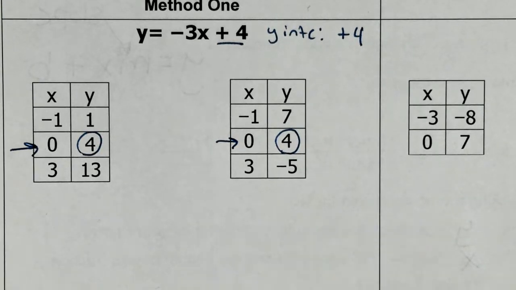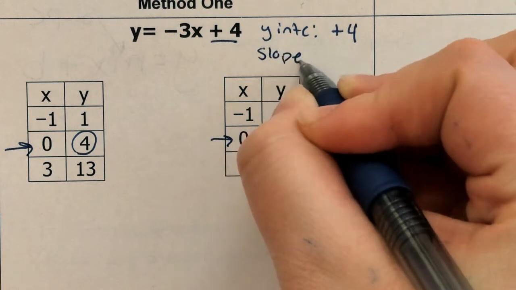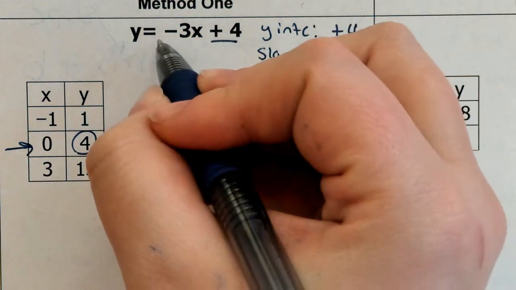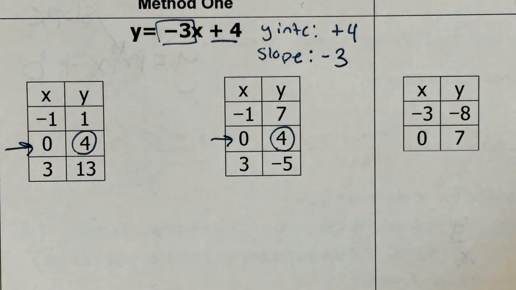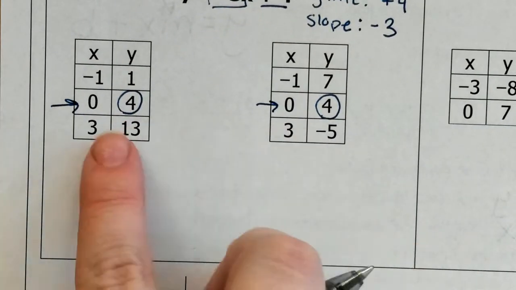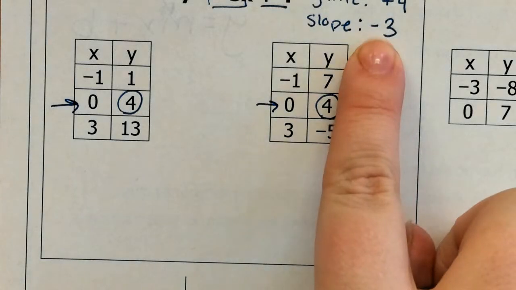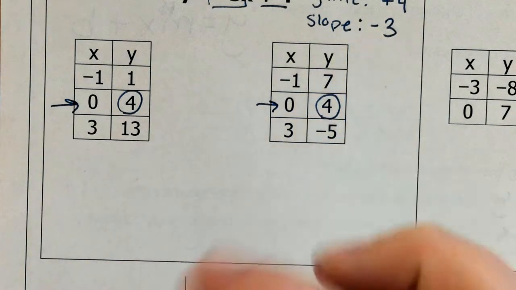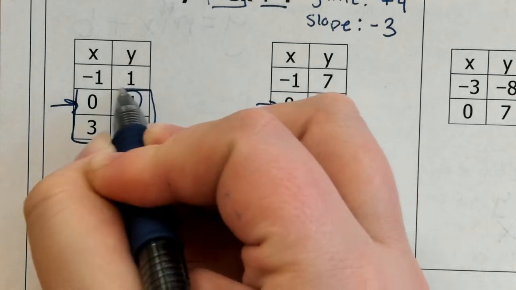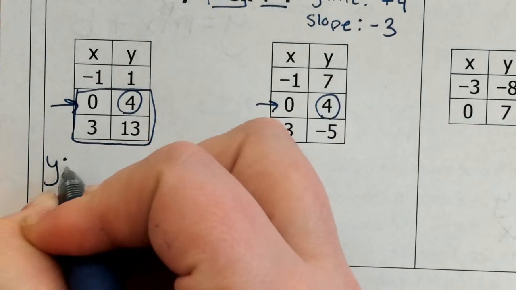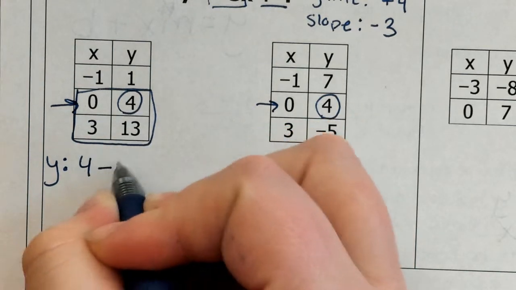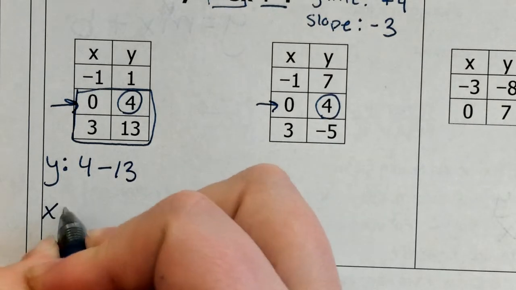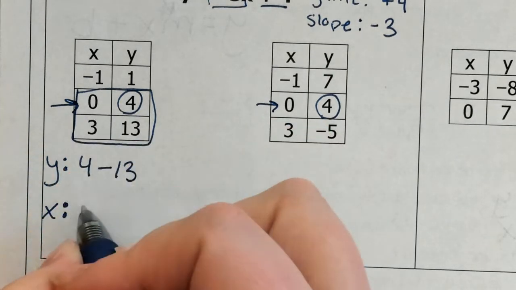So now we have to find the slope. If I look back at that equation, the slope is the coefficient of x. I'm looking for a slope of negative 3. So we're going to have to find the slope of these tables and figure out which one has a slope of negative 3. So let's start. I'll pick the bottom 2 points here. For my y values, I have 4 minus 13. For my x values, I have 0 minus 3.